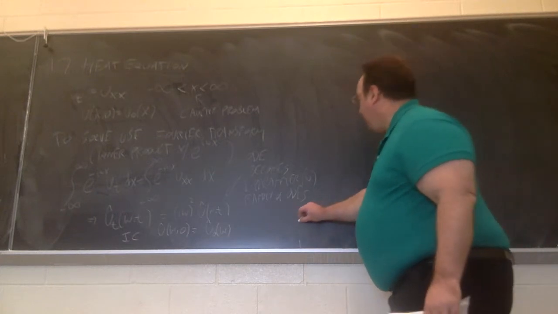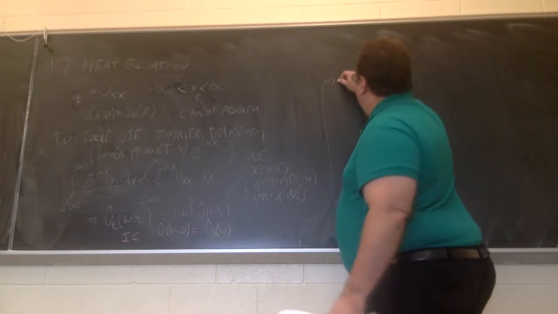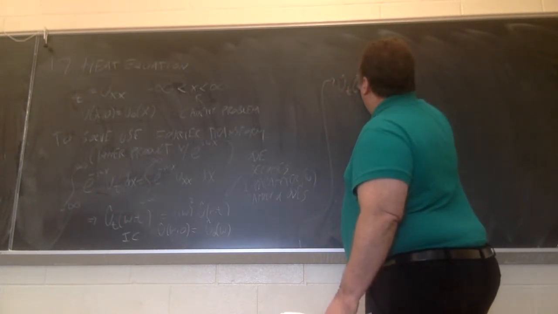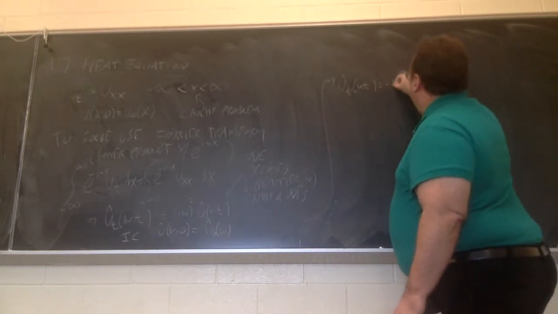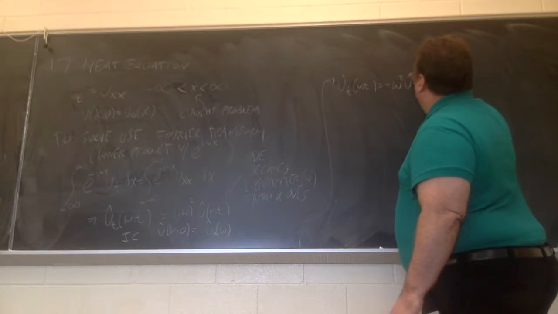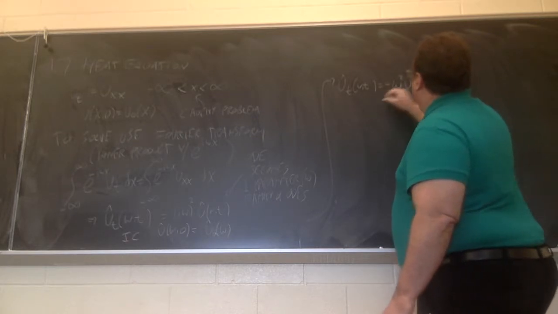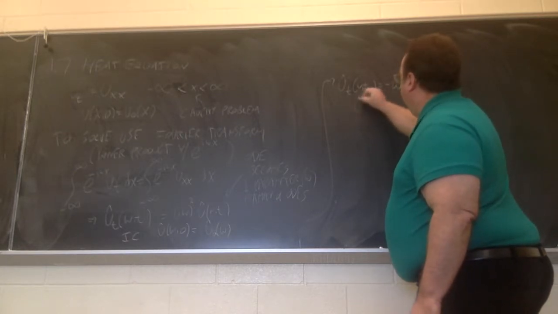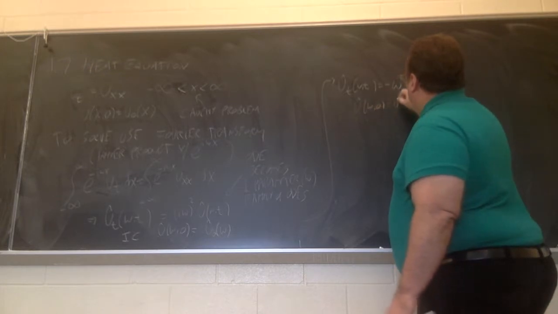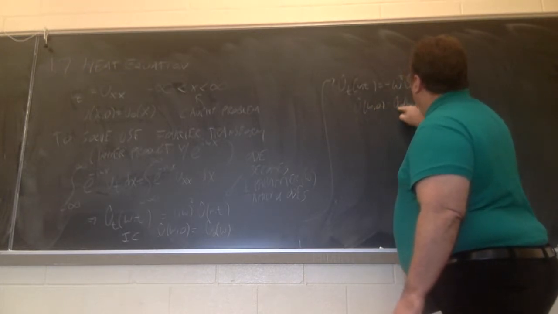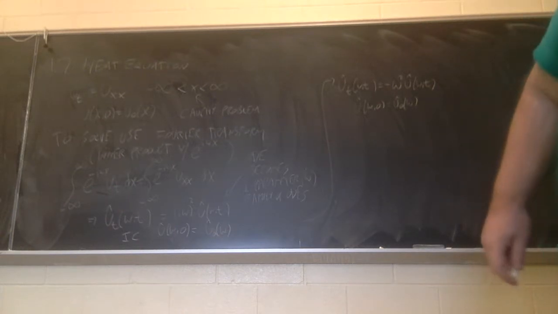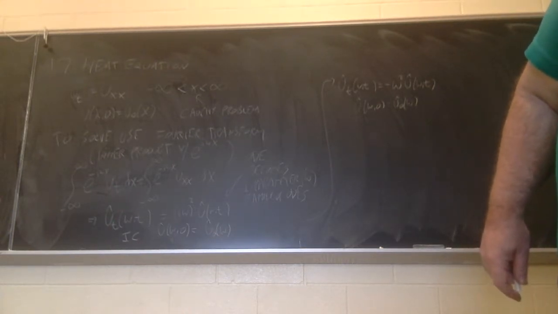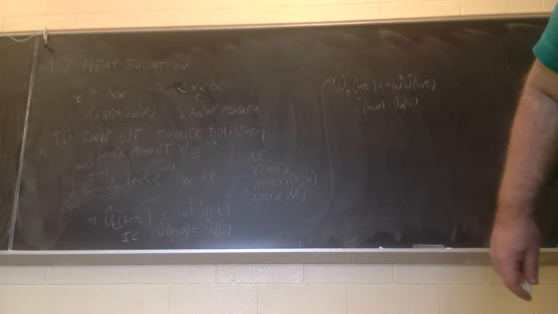So if I go up here and rewrite this, we have u hat t of omega, t, equals i omega squared, that's the same as minus omega squared, u hat of omega, t. And then the initial condition. Now, this kind of ODE we have seen before.